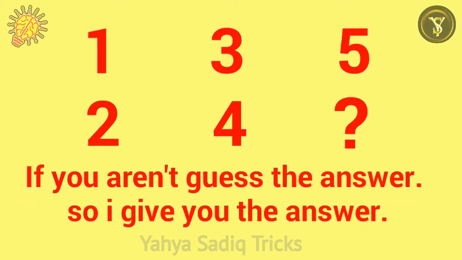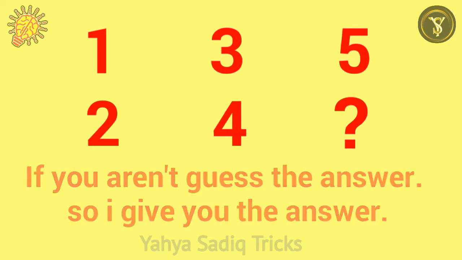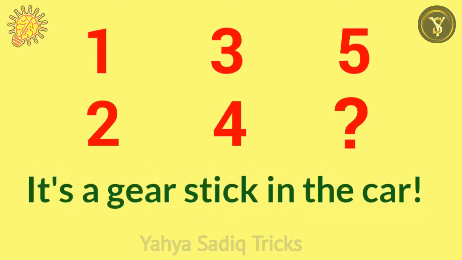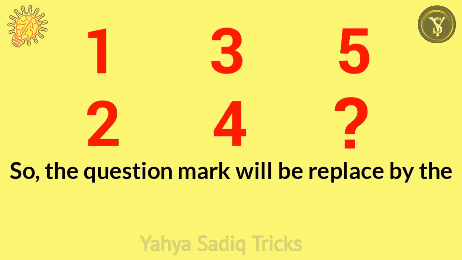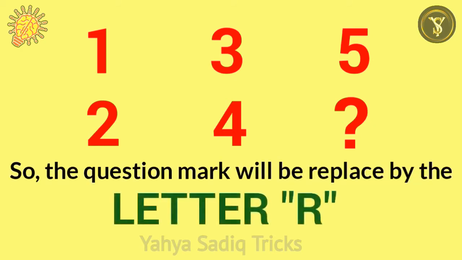If you cannot guess the answer, I will give you the answer. It's a gear stick in the car. So the question mark will be replaced by the letter R: 1, 2, 3, 4, 5 and R.